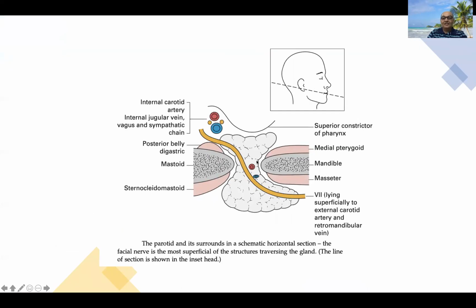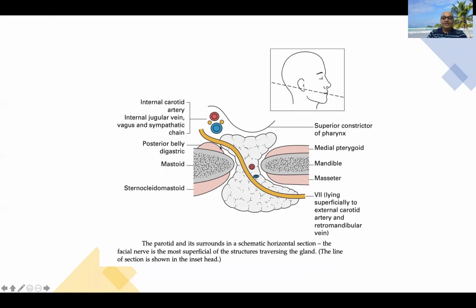This is the same mandible, and you can see the medial pterygoid muscle and the masseter muscle. What are these muscles? These are the masticatory muscles. In the session tomorrow, in the infratemporal region, we'll talk about that.